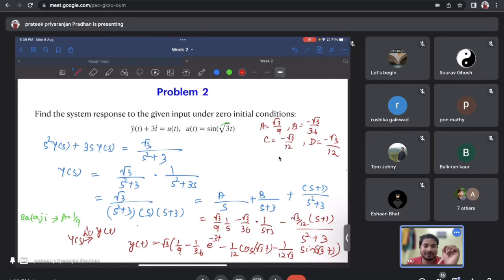And now the tricky part. If I had mentioned the steady state response or value, then you could have easily calculated s tends to 0 of s times y of s. What is it called? Yes, you are right, it's called the final value theorem. This problem is clear, everybody? Should I go to the next problem?